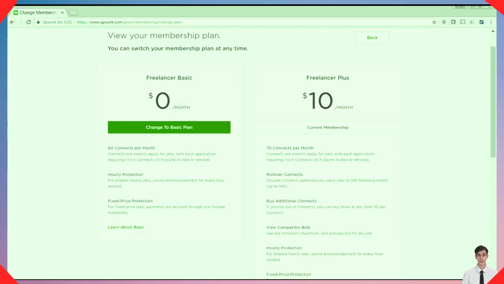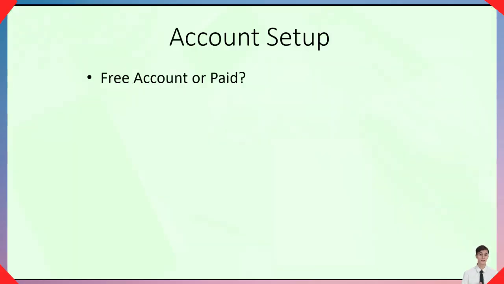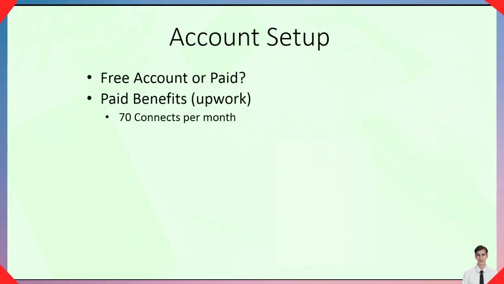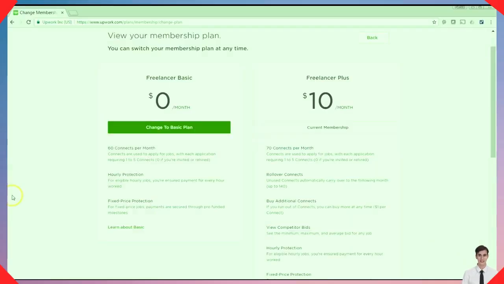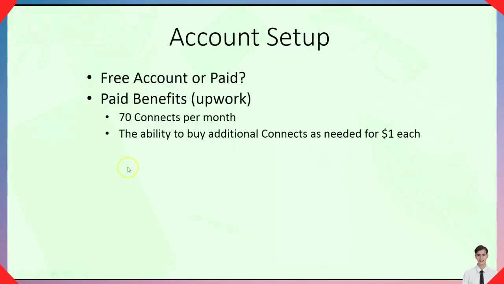Let me just pop this screen down again, and I want to point out what I sort of gleaned from the paid and what matters. So, the paid benefits of being a premium member on Upwork: you get 70 connects per month. So what is that over the free plan? 60 connects per month. Actually, that's not much of a difference, frankly. I'm not sure how much that really matters. You also get the ability to buy additional connects as needed for $1 each. Most of you probably know, but a connect basically is the currency on Upwork that allows you to bid for jobs that are posted.